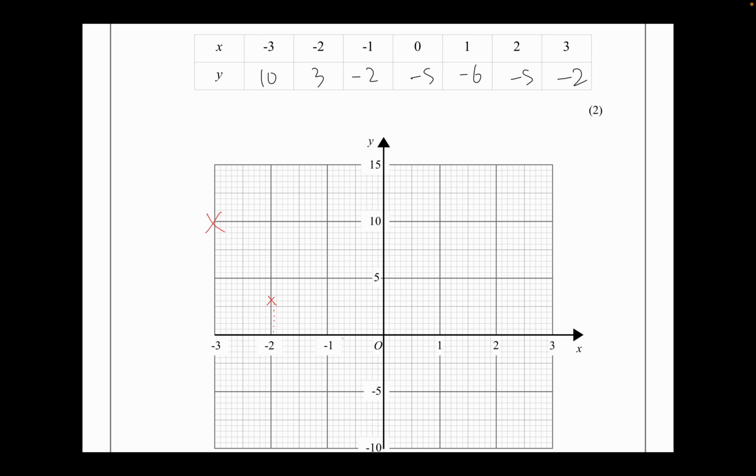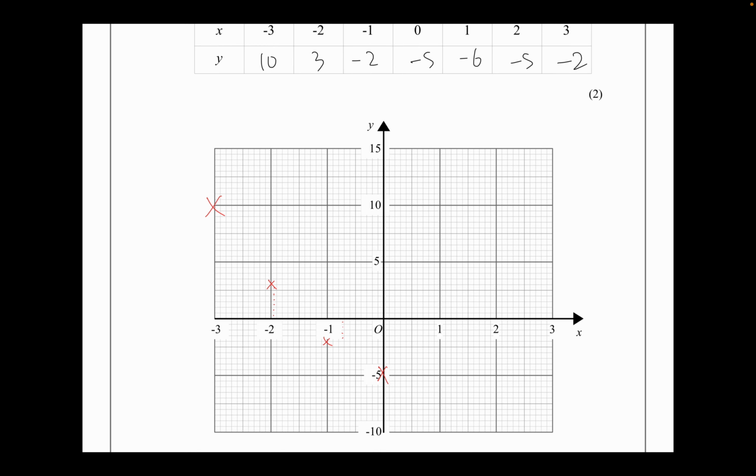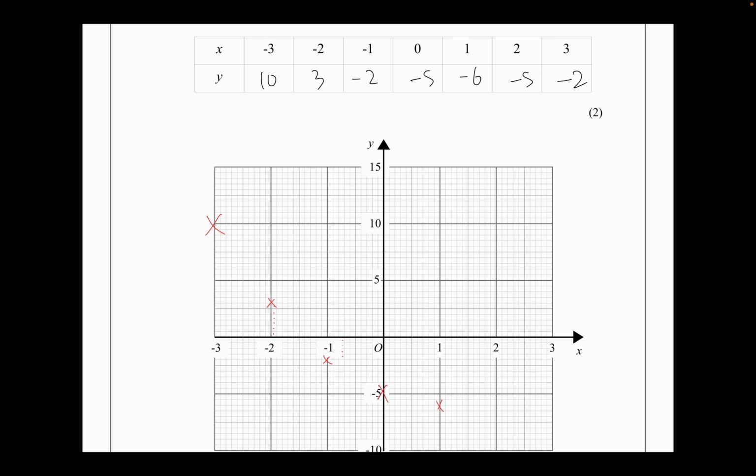So 1, 2, 3, 4 squares here. 0.5, 1, -6 is going to be roughly 2 squares from here. 2, -5. 3, -2. It's roughly 4 squares from here, right? So 1, 2, 3, 4 squares.